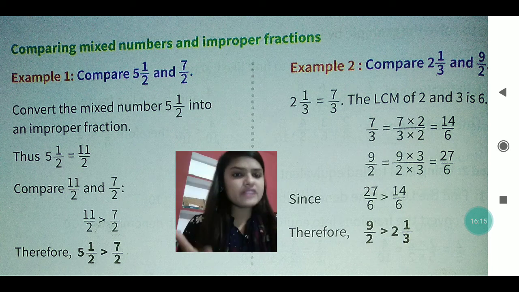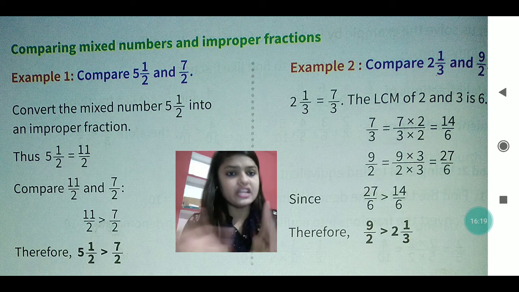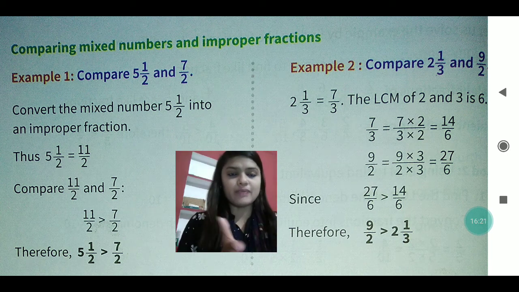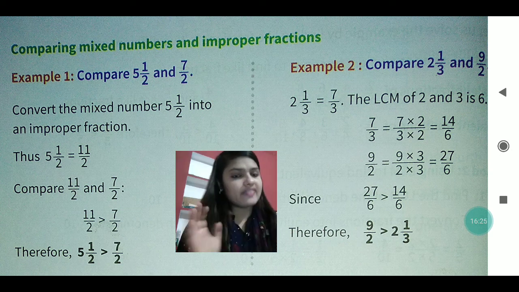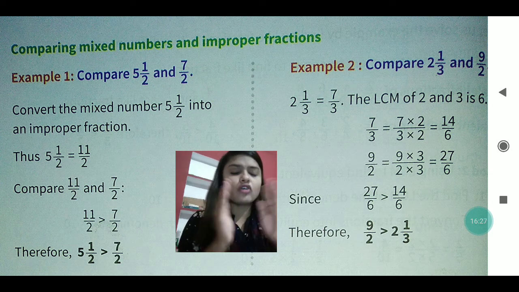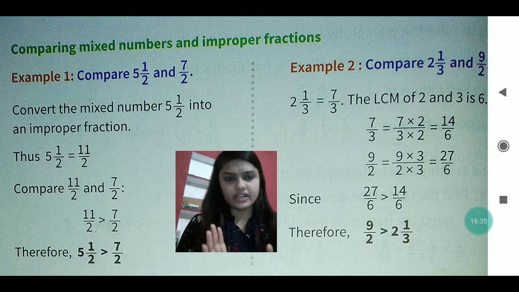If two mixed fractions are given, then you have to convert both mixed fractions into improper fractions first, by multiplying or by finding the LCM, and then you can compare. In any case you have to make the denominators the same, or else make the numerators the same, and only then can you compare any numbers.